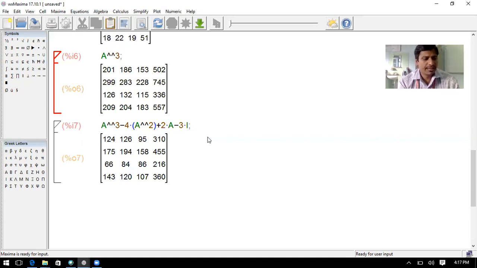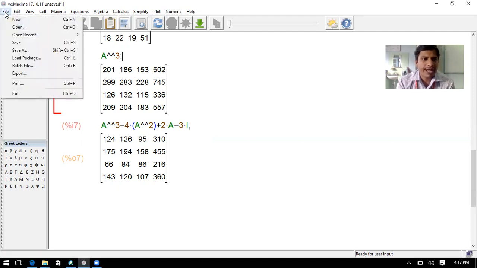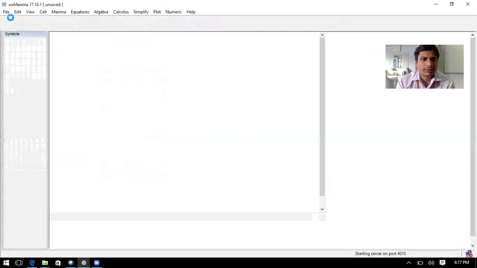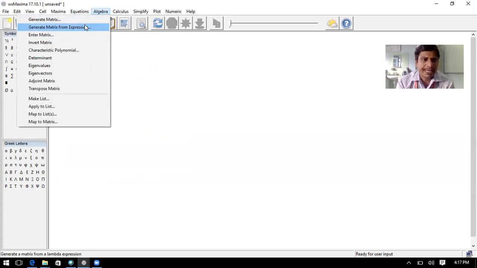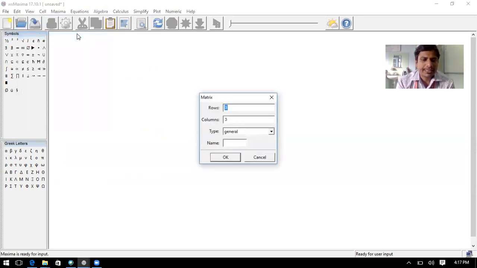Next one, the example. Here is the example. Take a new file. Once again, you go to the file menu, then open new. See here, first go to Algebra, then enter a matrix. Take a matrix with 3 rows or any number. Okay, I take 3 rows and 3 columns.